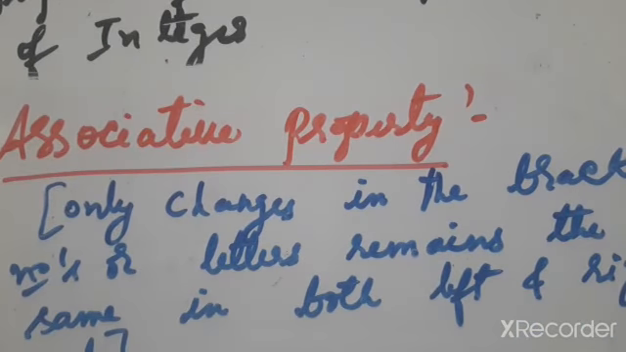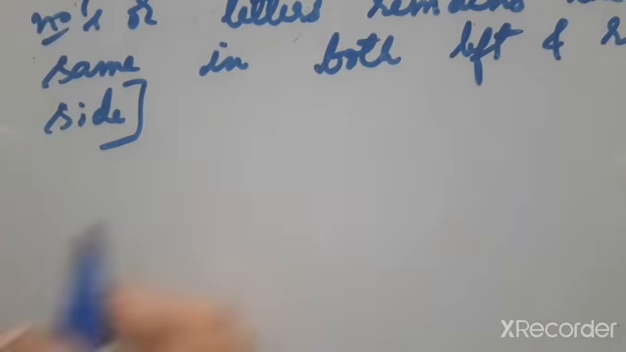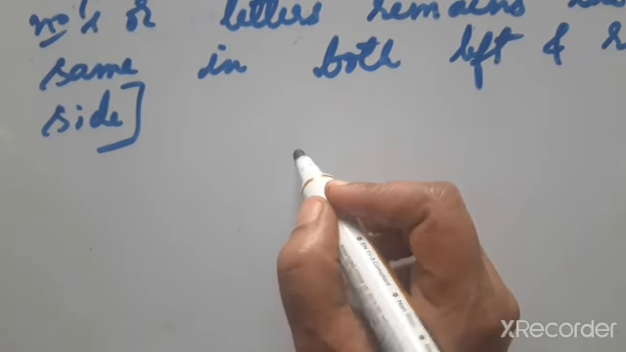Now the next, the fourth one, is the associative property. This is also very important. You also have the associative property in 8th standard and 9th standard. Just to understand, associative property means only the bracket changes. The numbers or letters remain the same on both the left and right side. Associative property is always in a trinomial, and commutative property is most of the time in a binomial.